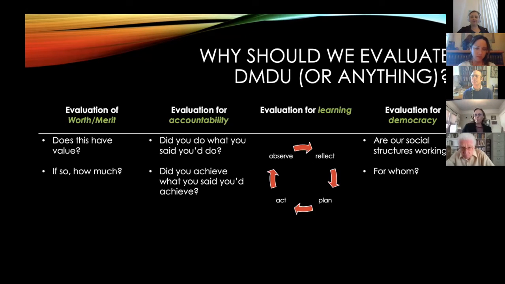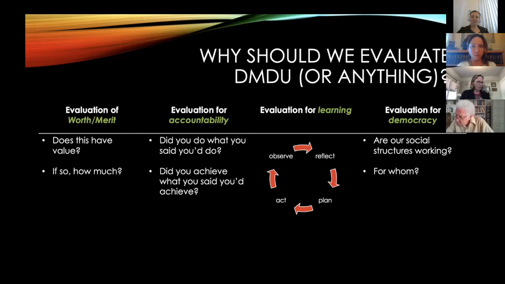There's really kind of multiple ways to view evaluation, from this very basic evaluation of worth or measure. Does this have value? If so, how much? We can move into that sort of grading definition of evaluation for accountability. Did you do what you said you were going to do? Did you achieve what you said you were going to achieve? Evaluation for learning, which is that observe, reflect, plan, that really nice process where we're saying, what can we take from this? And in that learning, we then also help move to this sort of higher level of evaluation for democracy. Are our social structures working? For whom? So that's a way to sort of tie those two together.